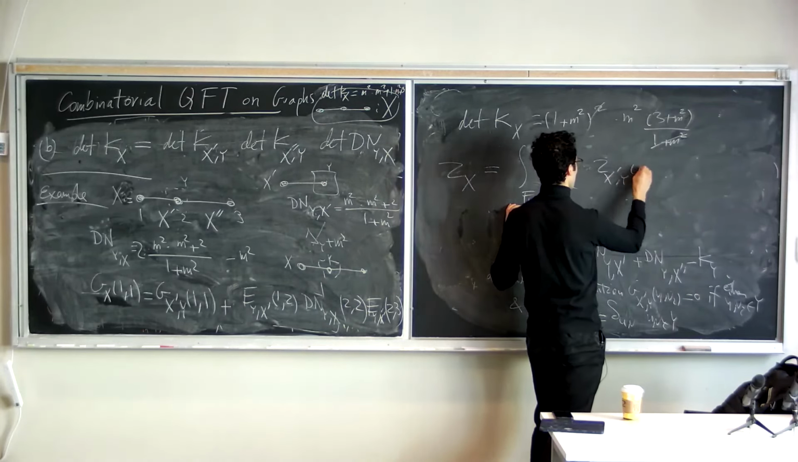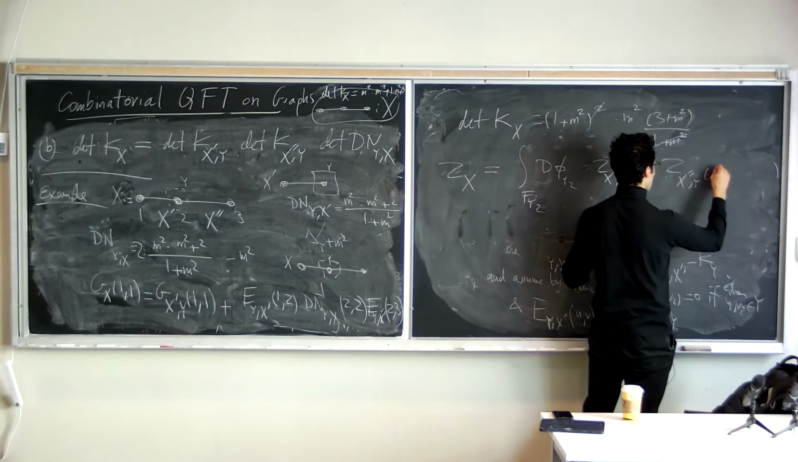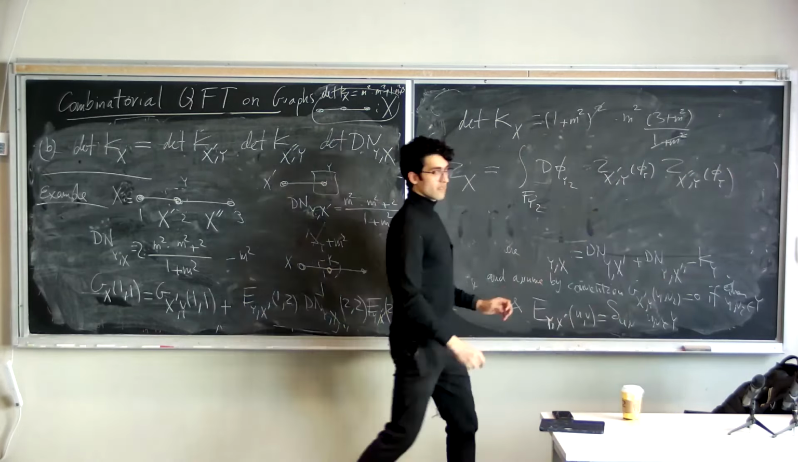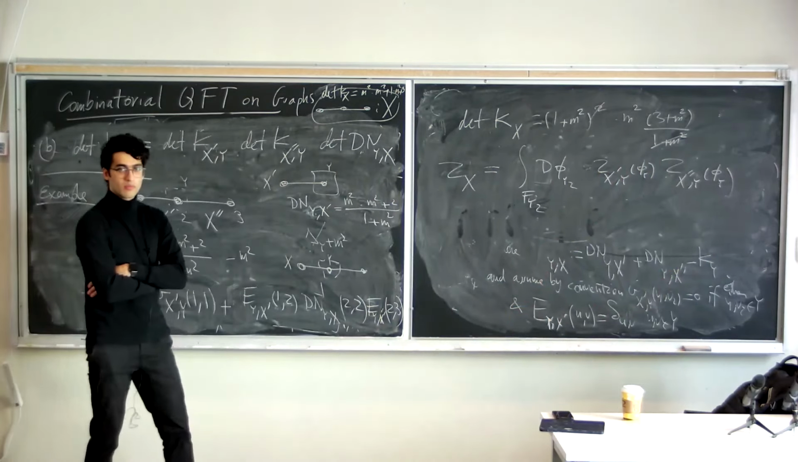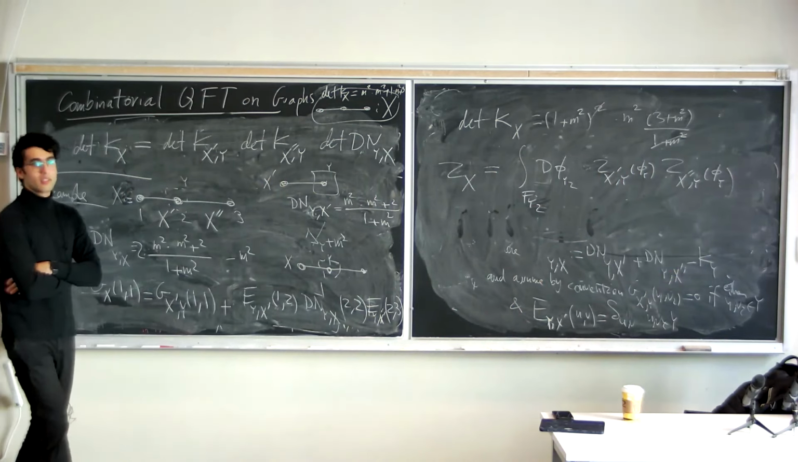Zx prime y. The fact that you have a path integral description for the determinant, and the fact that you can take that integral and decompose it into smaller pieces, that's what gives rise to that determinant formula.